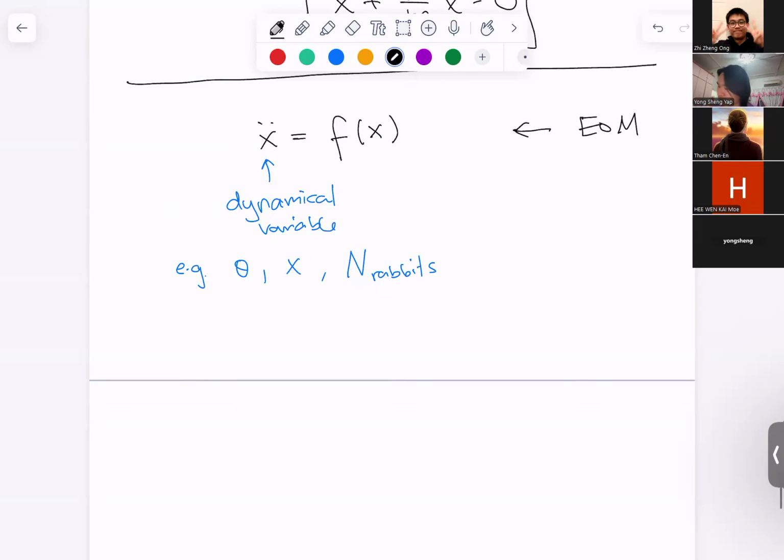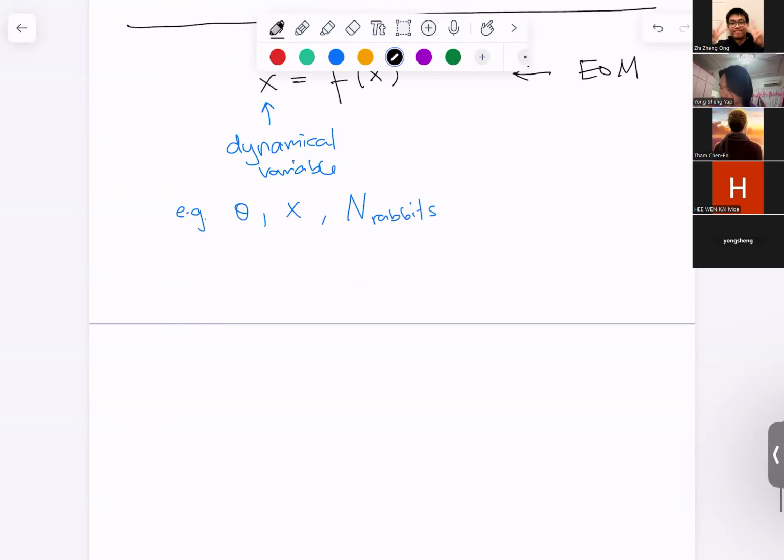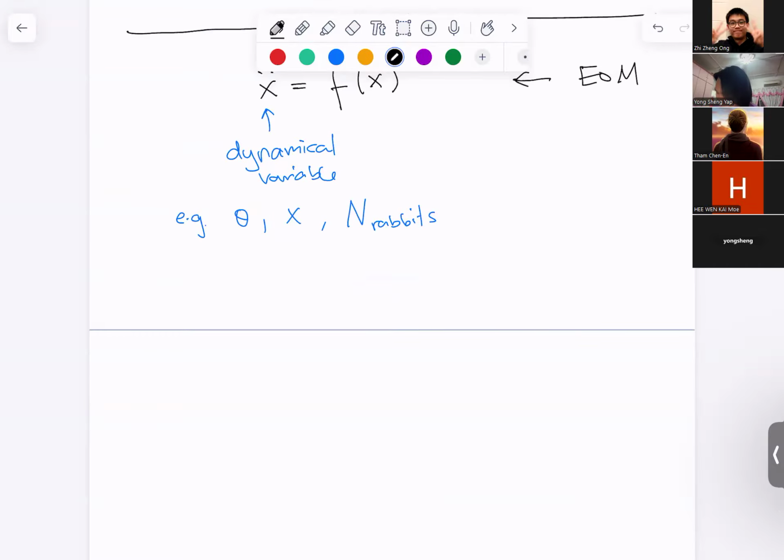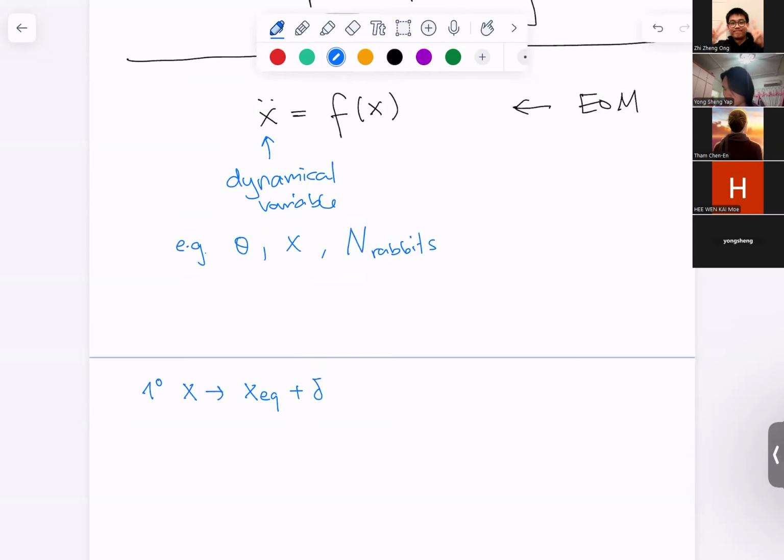All right, and if you do steps 1, 2, 3, 4 as we said before. Step one, a new dynamical variable. Let's say that x goes to x equilibrium, that's an equilibrium point. So basically, if you have an equilibrium, displace it from the equilibrium point. What you get is that the equation of motion becomes delta double dot equals f of x eq plus delta.